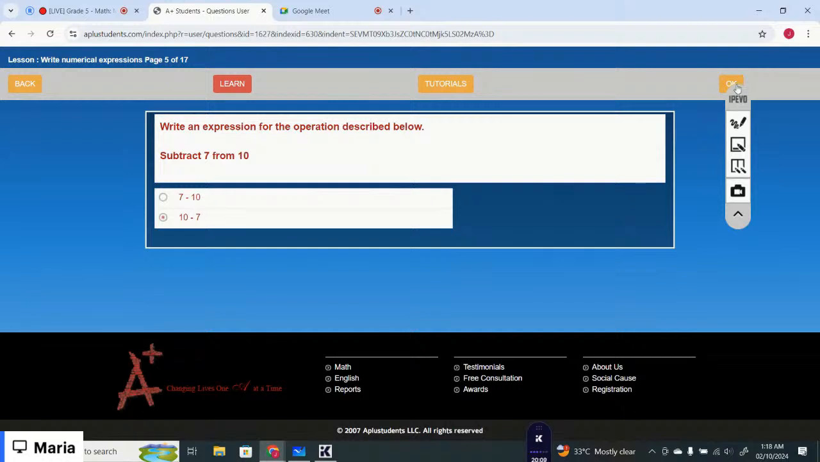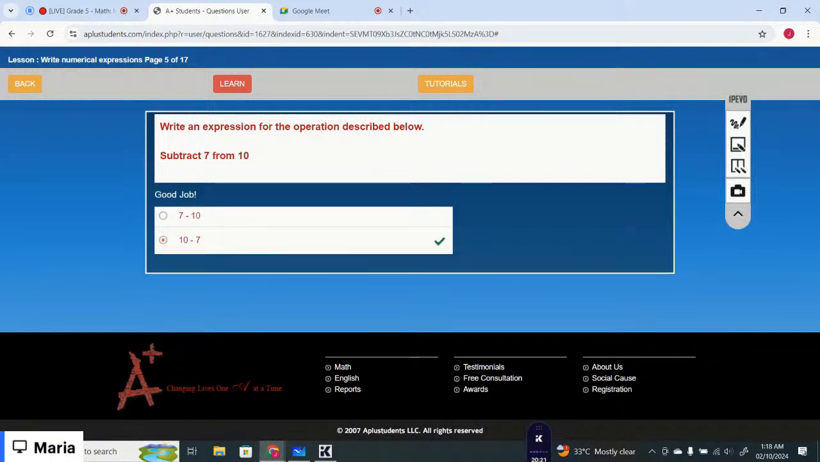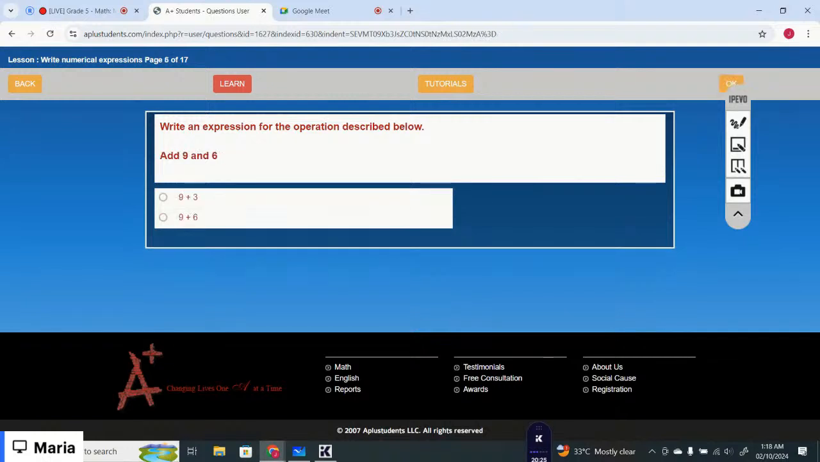In this one, 7 is subtracted from 10, right? So that is 10 take away 7. Option number 2 is the correct option, not 1. Subtract 7 from 10. So that would be 10 take away 7. Got it?